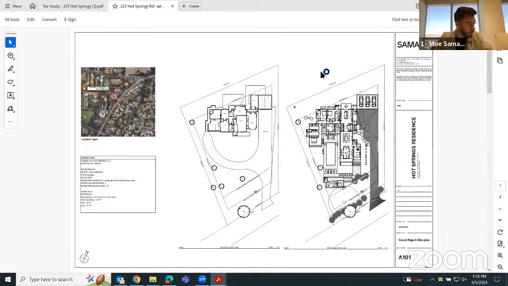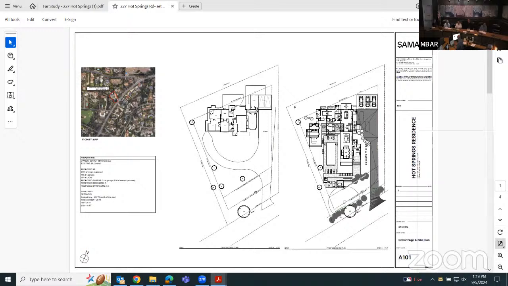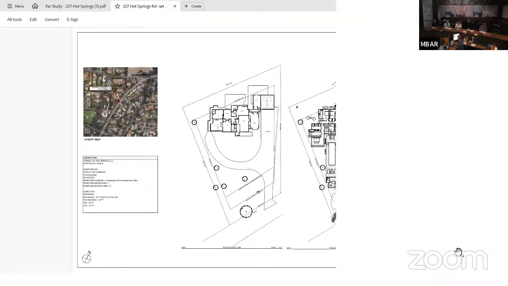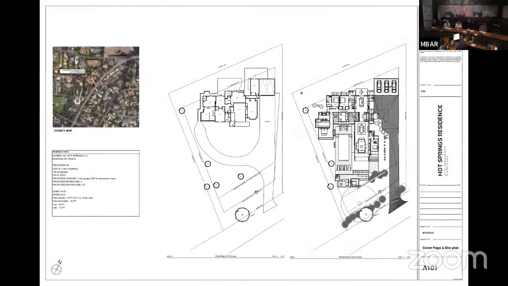Hello, hi, good afternoon. Okay, so this is a brand new item. It's a conceptual review for an interior remodel and addition of approximately 1,564 square feet to the existing residence. And currently there's 2,500 square feet with a garage of approximately 400 square feet. And the project will require 116 cubic yards of cut and 192 cubic yards of fill, on a 0.68 acre parcel in zone 2E1. All right, all yours.